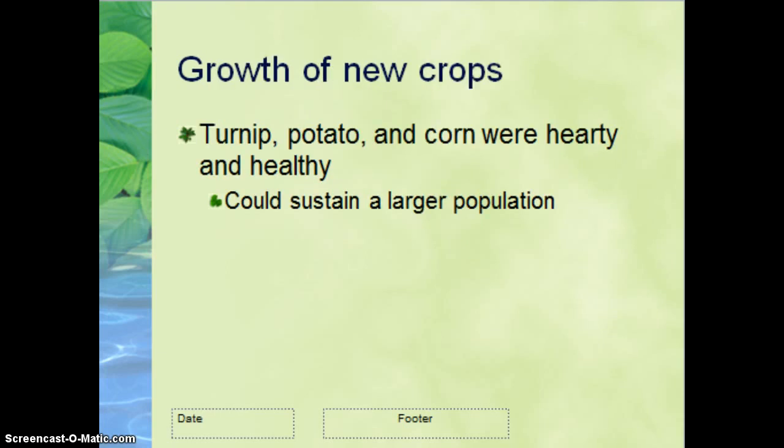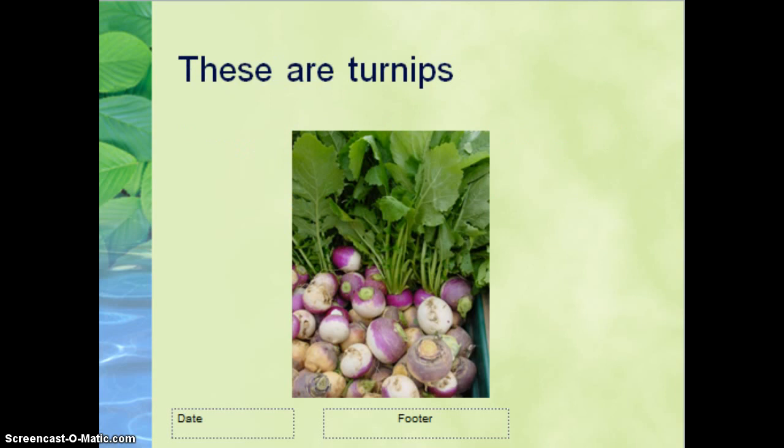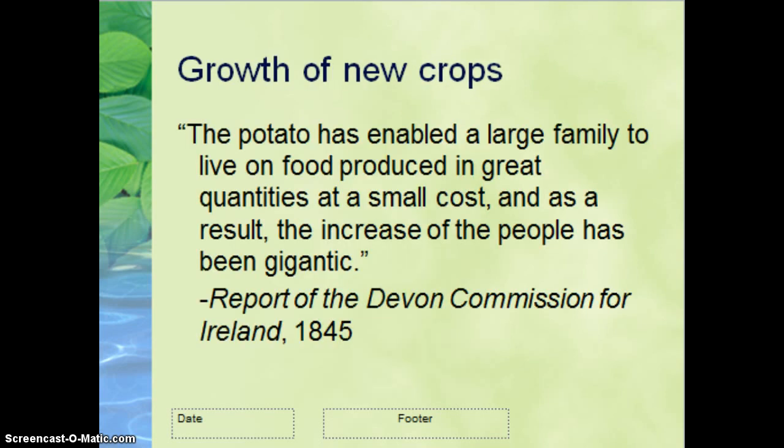The third element of the agricultural revolution is this growth of new crops. So they're introducing new foods that can be grown, like turnips, potatoes, and corn, which are hardy and healthy and sustain this bigger population. So the population is growing, they need food, they need good food that's going to help them be healthy, and these crops are developing. This is what a turnip looks like, because I know you were all wondering. But this growth of new crops really allowed large families to live comfortably on very cheap, very healthy food. So again, that's going to increase our population. It's going to increase the diversity of jobs that people have and all kinds of other impacts as well.